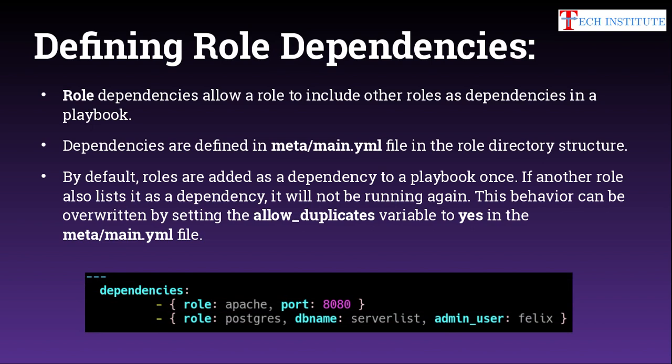You put dependencies and then you put roles. Here it's calling a role called Apache and it's setting up a variable like port 8080. Similarly, it's calling another role, Postgres, and it's setting up some variables like db name is server list and admin user is Felix. So like this you can write in your main.yml file inside the meta directory and define your dependency roles.